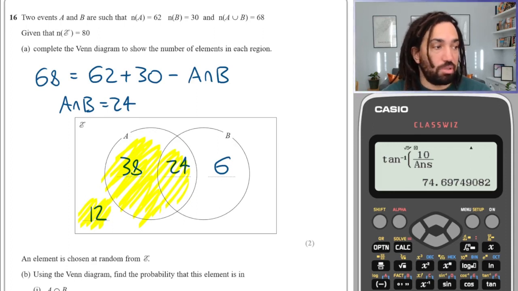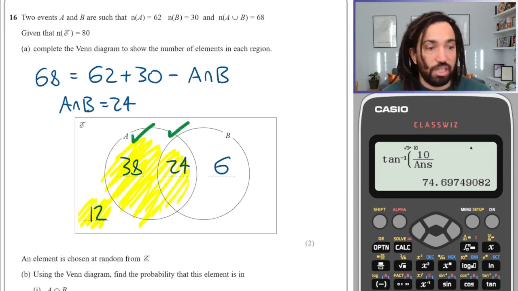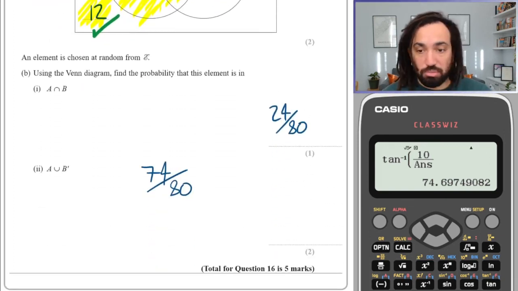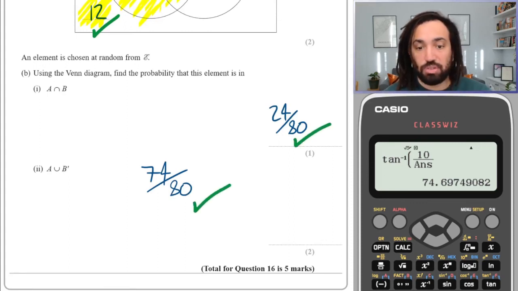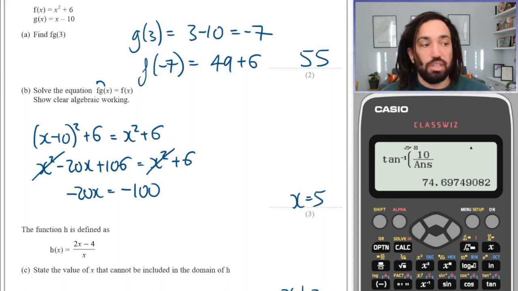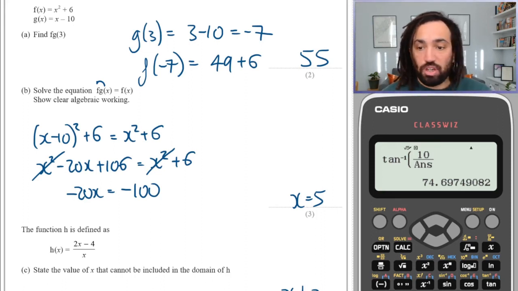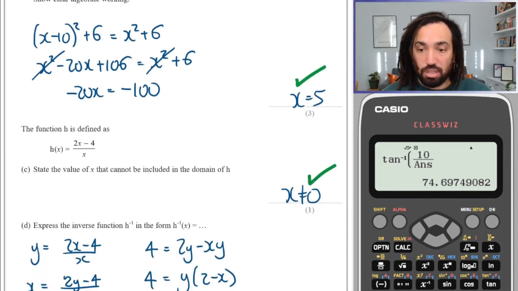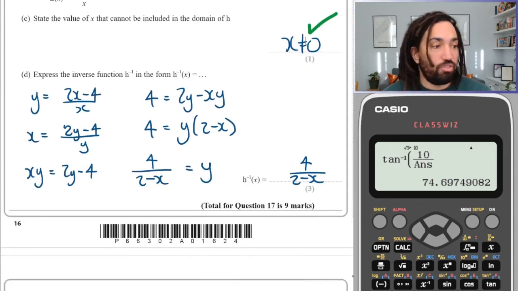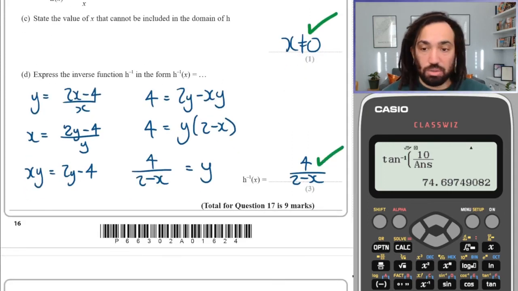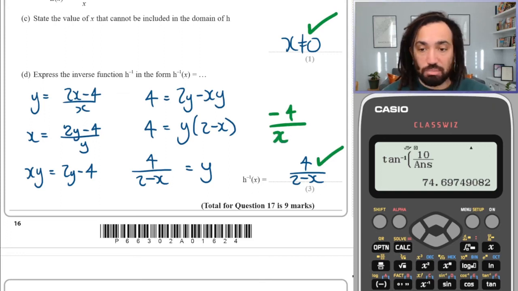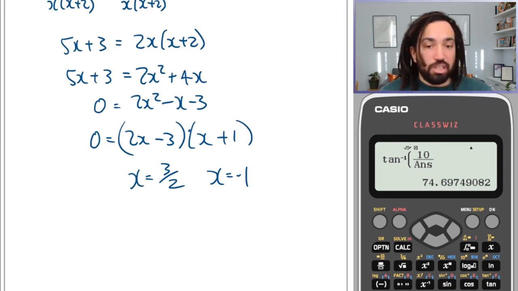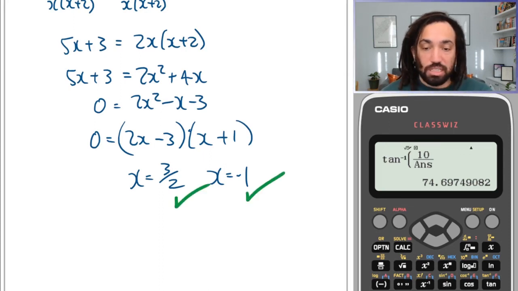Okay, so for this one, we've got 24 in the middle, 38, 6 and 12. We've got 24 out of 80, and we've got 74 out of 80. Nice, come on. We got 55, good. We've got 5, and we've got 0. And we've got 4 over 2 minus x, or you could have had minus 4 over x minus 2 as an alternative solution, but that would have been correct as well. Oh, I'm getting really nervous now. 1.5 and minus 1, yes, that is good.